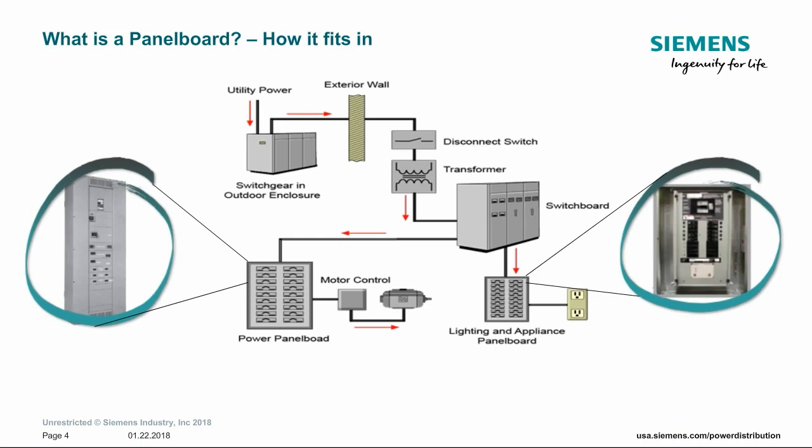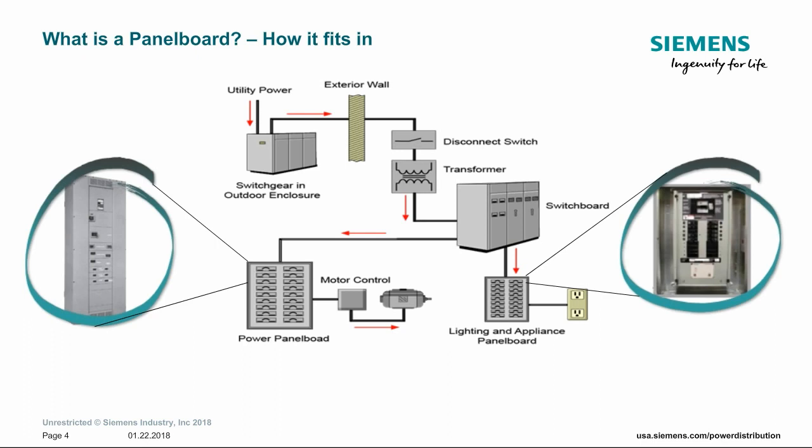Now that we know what qualifies something to be a panel board, let's find out how it fits into a typical electrical distribution system. To do this, let's step through an example of one such system. So, in some cases where the customer may have medium voltage equipment on site, such as medium voltage switchgear, that switchgear takes in the utility power and feeds a transformer, which will step the medium voltage down to a much more manageable low voltage, which is typically 480 volts or 208 volts in the United States.